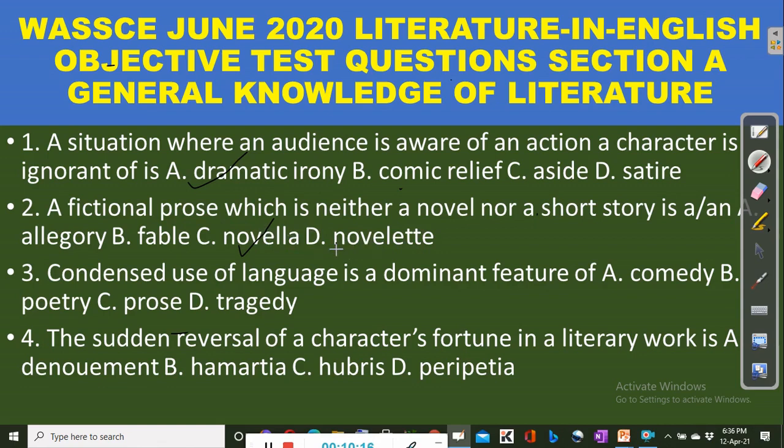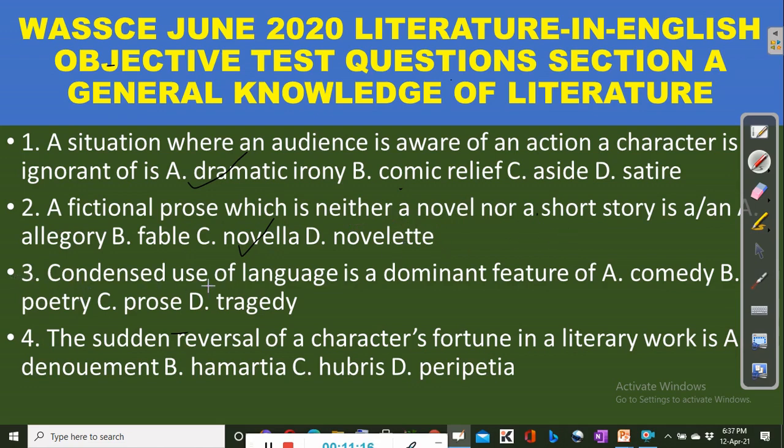But a novella is defined as a narrative form that is shorter than the novel, but longer than a short story. And where the novelette is out of it is that the novelette shares similar features with the short story. The question is a fictional prose which is neither a novel nor a short story, and that is a novella. A novella is shorter than a novel and longer than a short story. So it's really what is required here. It's neither a novel nor a short story. A novelette can be compared with a short story.